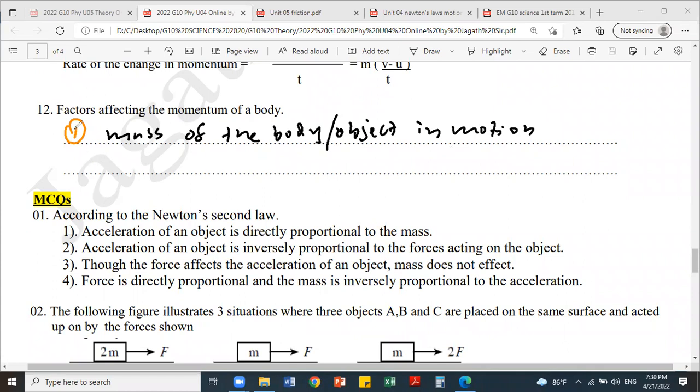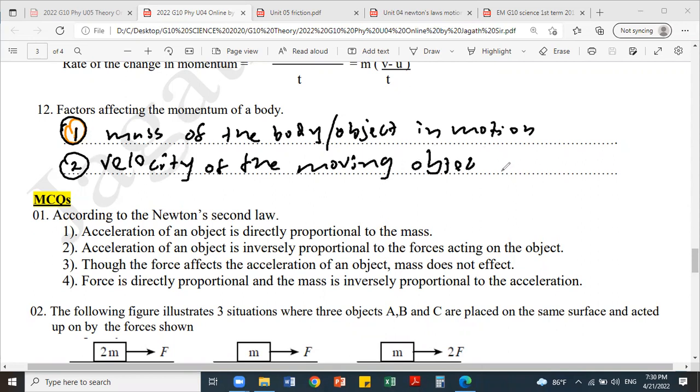Second one, you can write velocity of the moving object. Velocity of the moving body or the object. Velocity of the body or the object in motion. So you can highlight here the mass, highlight, velocity, highlight. Understood?